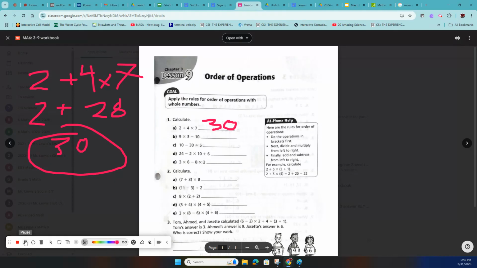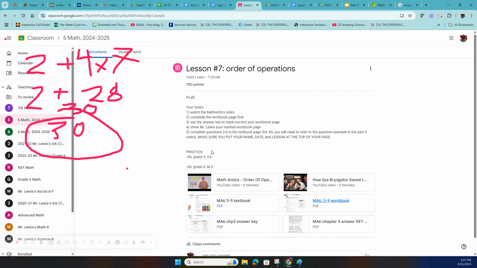And when you're done all of that, go to IXL. Practice on these IXL numbers.